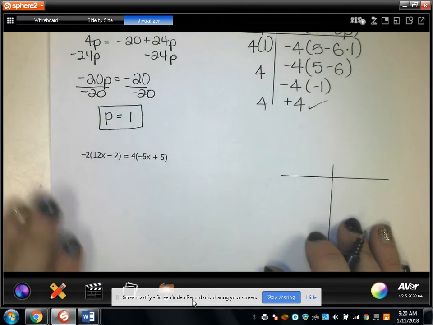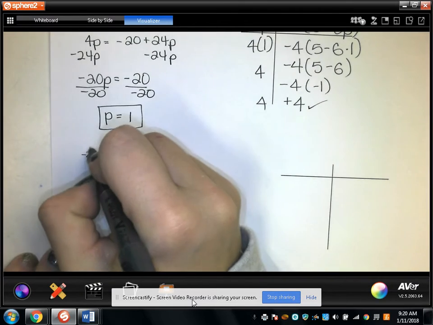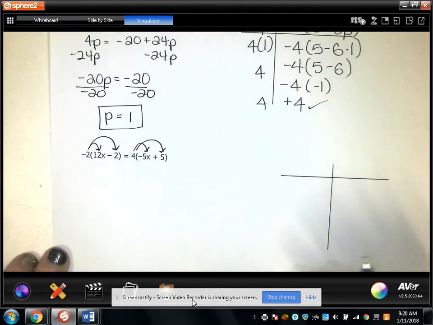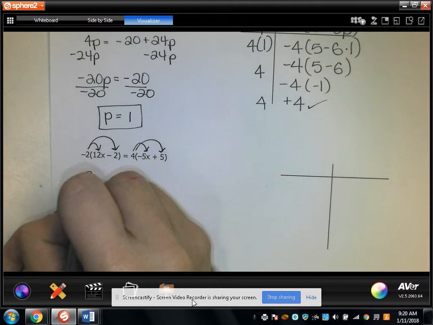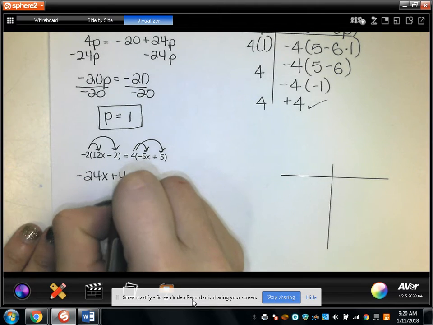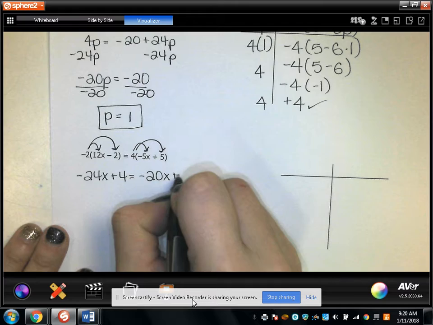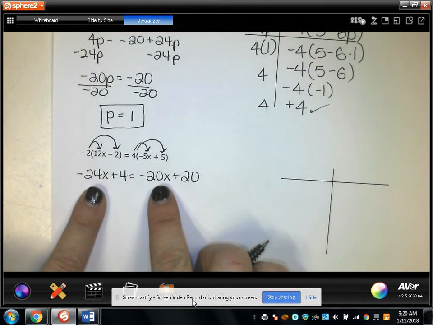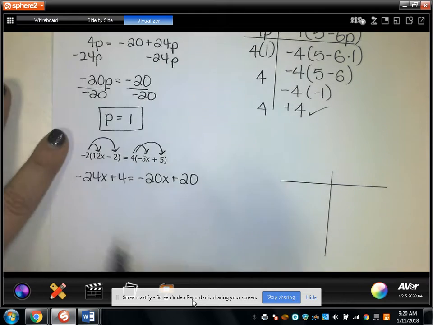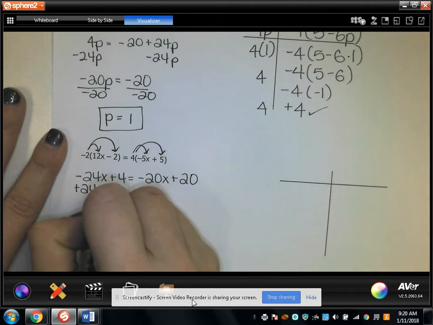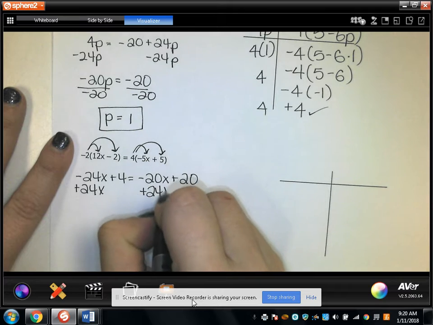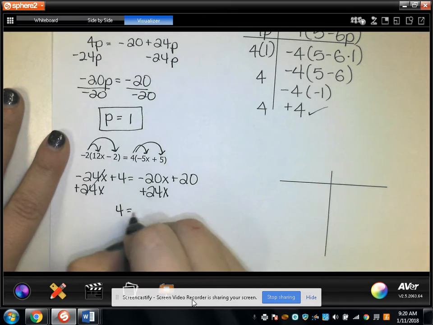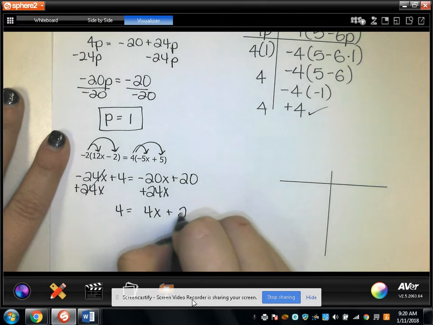All right, for my next example, I'm going to first distribute my negative 2 and distribute my 4 so that I get rid of the parentheses. So I'm going to have negative 24x plus 4 equals negative 20x plus 20. Then I'm going to locate which of my variables has the lower coefficients. This one has the lower coefficient, so I'm going to move this one, which is going to result in a positive number over here. So let's see, we have 4 equals 4x plus 20.